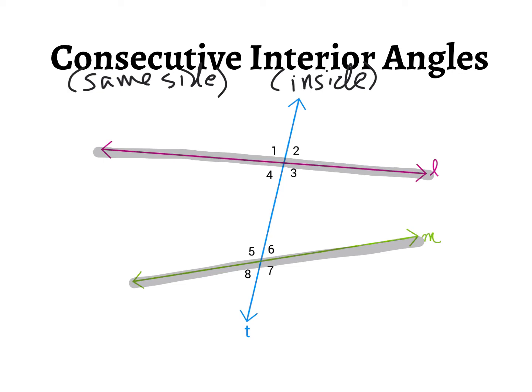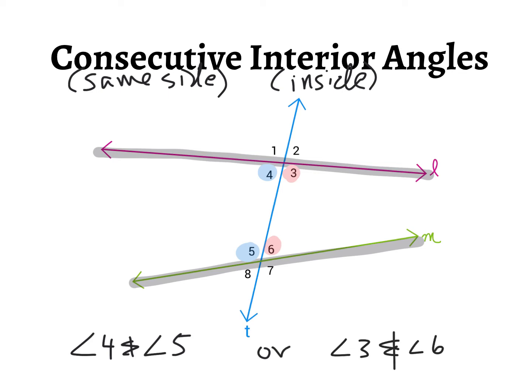Now, which angles are on the same side of the transversal? Well, if I'm looking at 3, 4, 5, and 6, 3 and 6 are on the same side of this blue line, the transversal. That's one example. Or 4 and 5 are also on the same side. And those are my examples. Angle 4 and angle 5 are consecutive interior angles, or angle 3 and angle 6 are same side interior angles. Those are different ways of saying that.